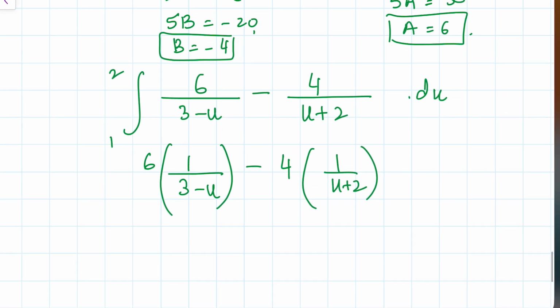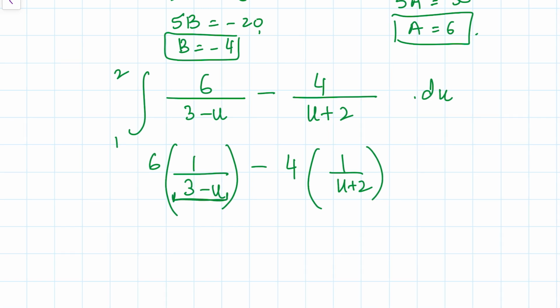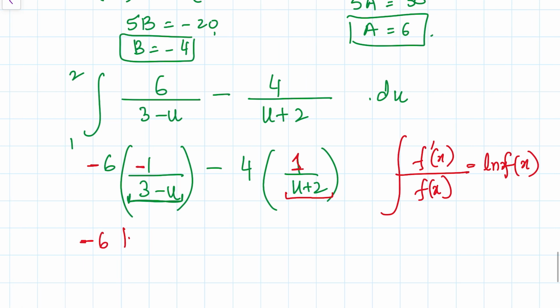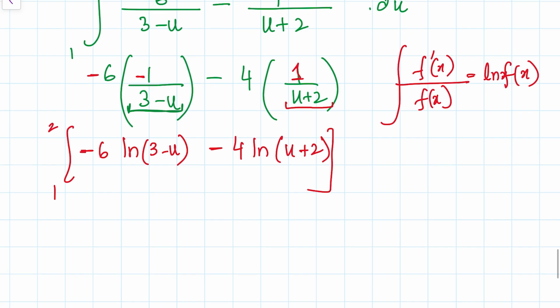This is my function and the differential required of this function is minus 1. So we introduce a minus sign. This is the function and the differentiation required for it is plus 1. We are using this technique where the function is the denominator, differential in the numerator, it integrates to become ln f of x. So it becomes minus 6 ln 3 minus u, minus 4 ln u plus 2. Now put the limits, 2 and 1.